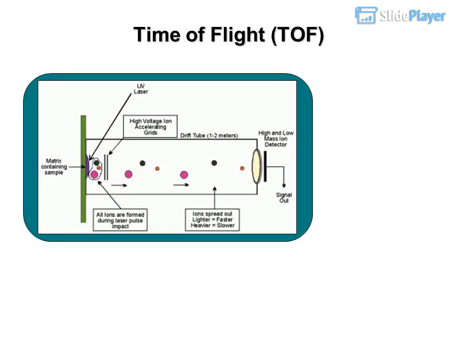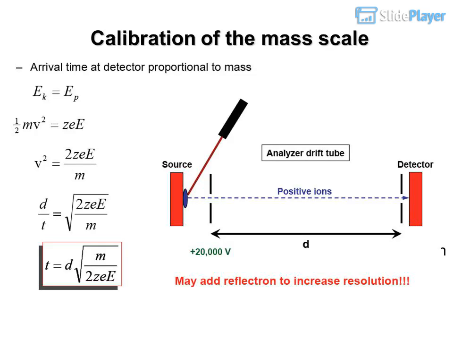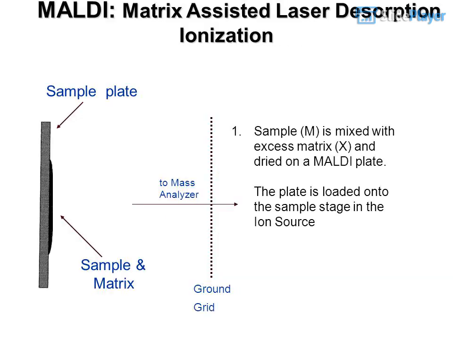Time of flight, TOF. Calibration of the mass scale. The mass-to-charge ratio of an ion is proportional to the square of its time of flight in the analyzer, the drift time. T equals drift time. L equals drift length. m equals mass. K equals kinetic energy of the ion. z equals number of charges on the ion. MALDI, matrix-assisted laser desorption ionization.